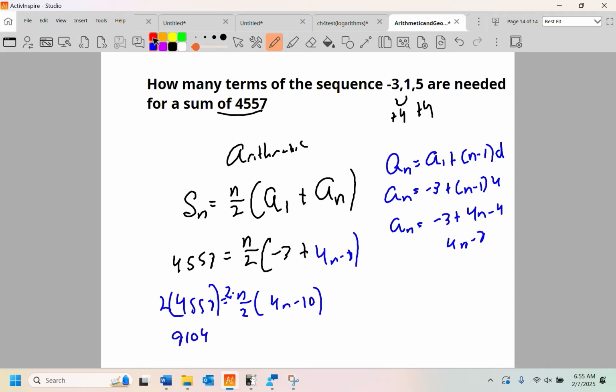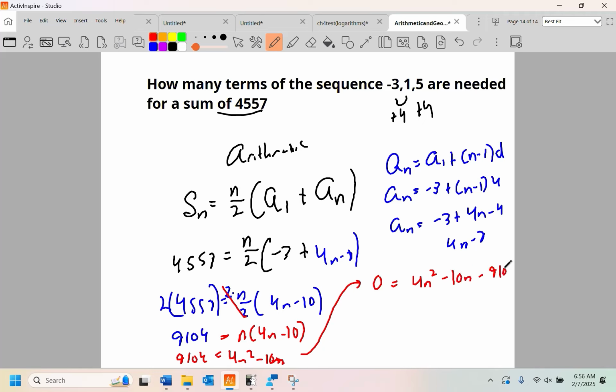You guys see me change the color, right? Equal to, 2's cancel, n times 4n minus 10. So 9,104 equals 4n squared minus 10n. This is something that you're expected to just see a quadratic and know what to do, kids. It's not supposed to be something that you ponder your existence on. But for some reason, y'all still like to struggle with these. There you go. There's your equation.